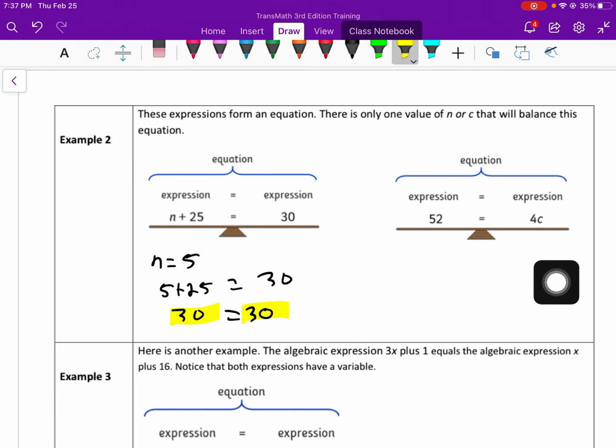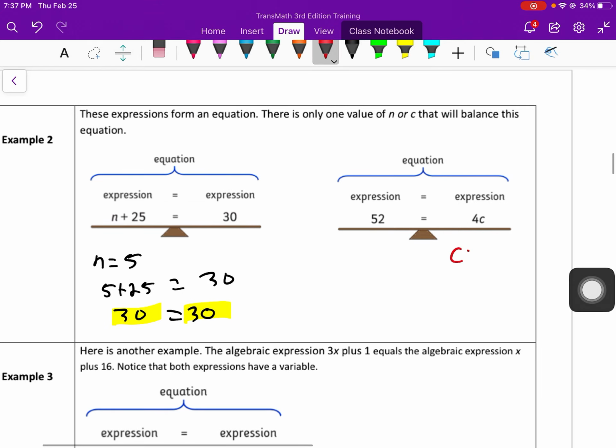The two expressions are equal. Let's check on this side. 52 equals 4c, so there's only one value for c that will balance them. So 4 times what is 52? Well, let's think. 4 times 10 is 40. 4 times 3 is 12, so 13.